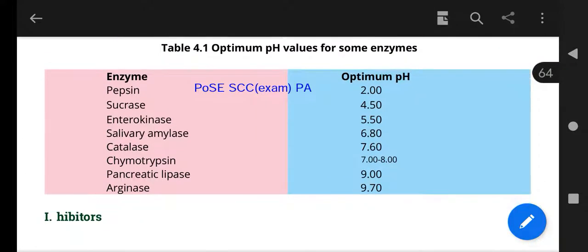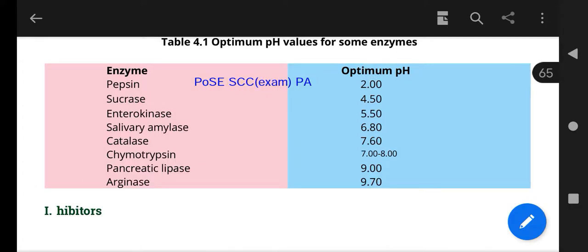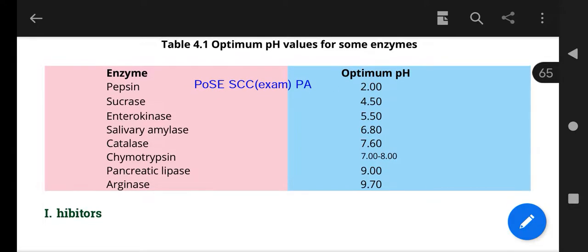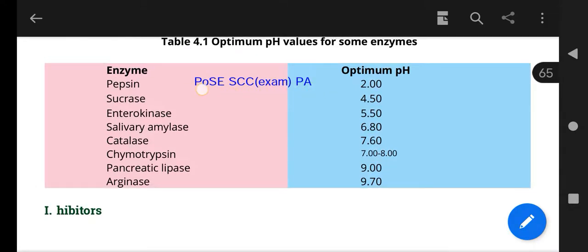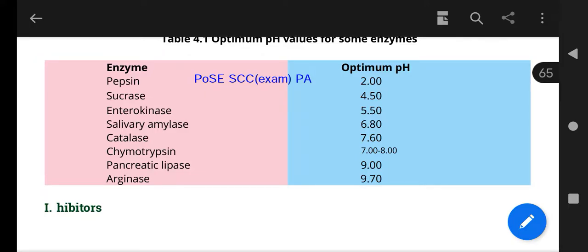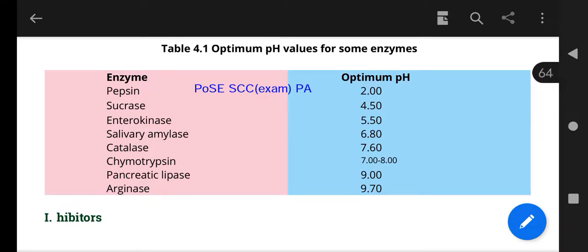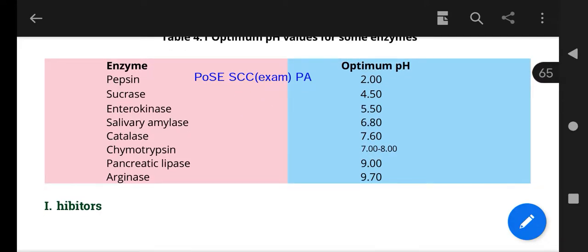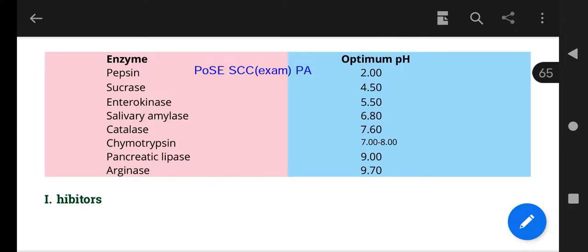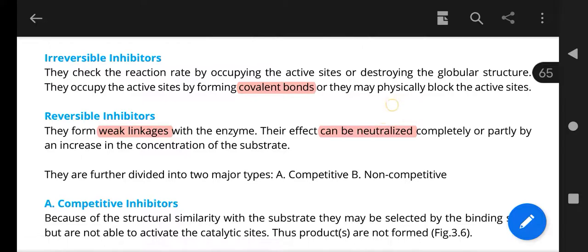This is the table. You can remember it by saying the phrase "Pose SSCPA". P stands for pepsin, S stands for sucrase, E stands for enterokinase, S for salivary amylase, C for catalase, chymotrypsin, P for pancreatic lipase, and A for arginase. So the next topic is the last topic, that is inhibitors.